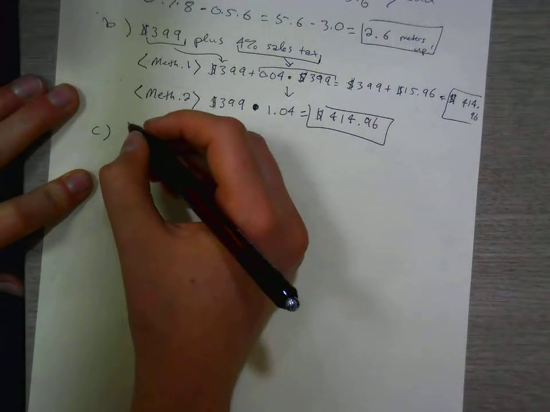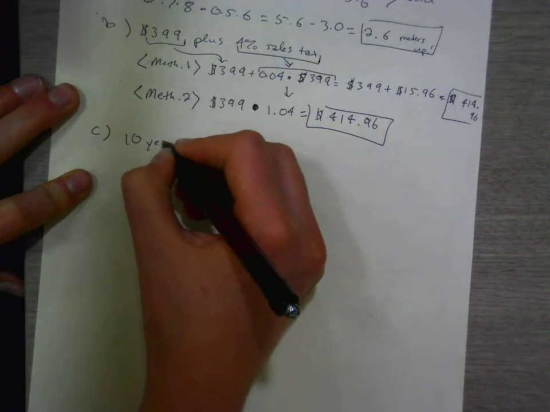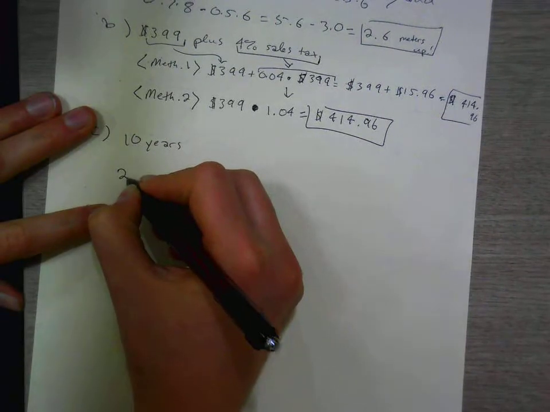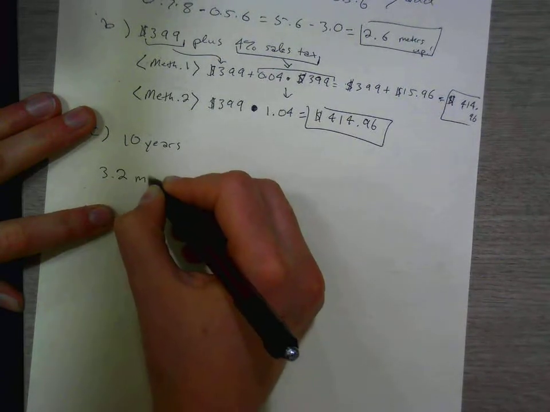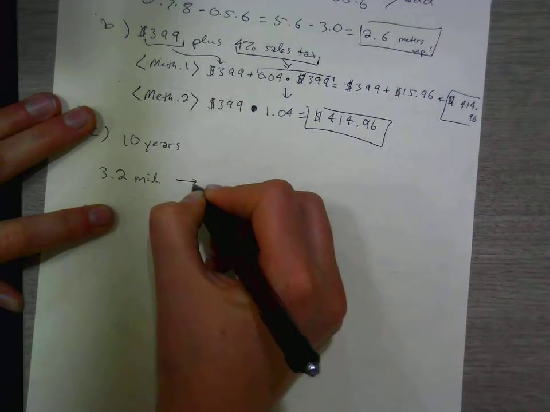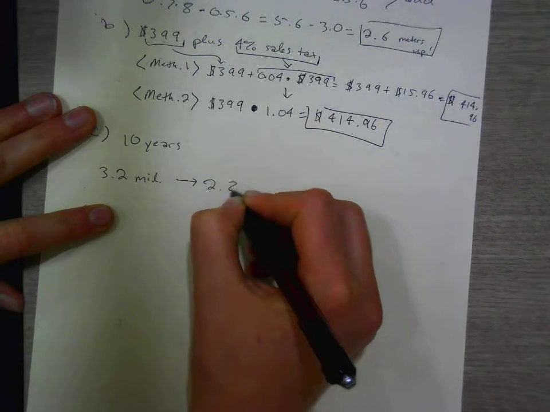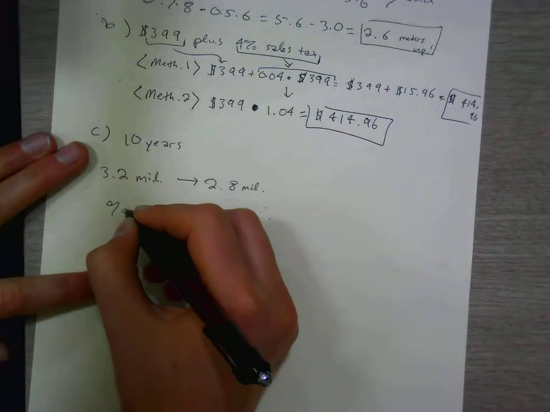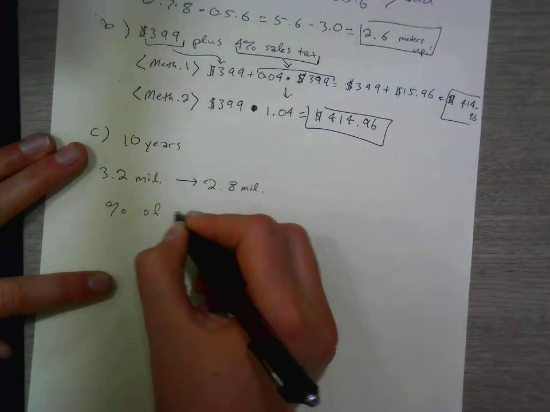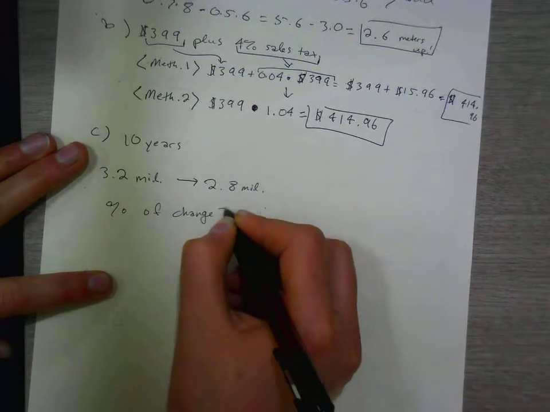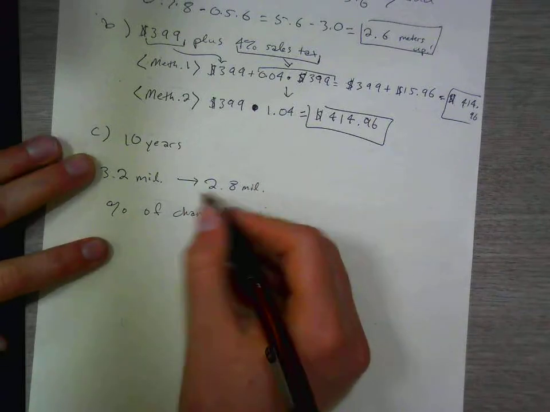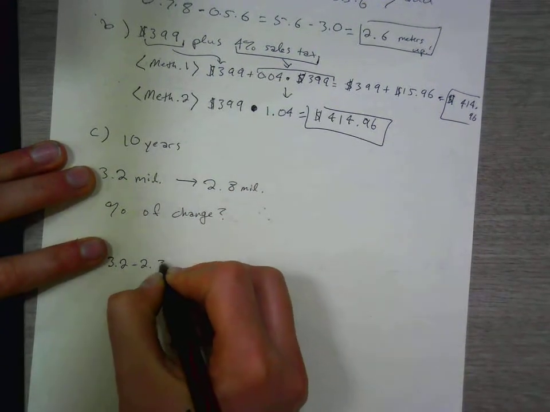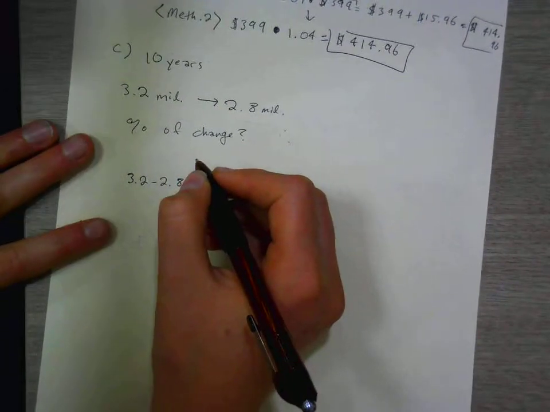Last one, C. Over a 10-year period, so 10 years, the population of one city went from 3.2 million to 2.8 million. They lost people. We want to know the percent of change. What is the percent of change? So to do this, we need to know the difference. So we need to know 3.2 minus 2.8.